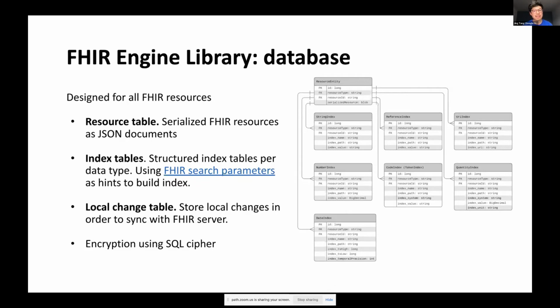So going into the exact database tables, the most important table is the resource table. This is where we store all the FHIR resources as JSON documents. It's a serialized blob saved in the resource table.